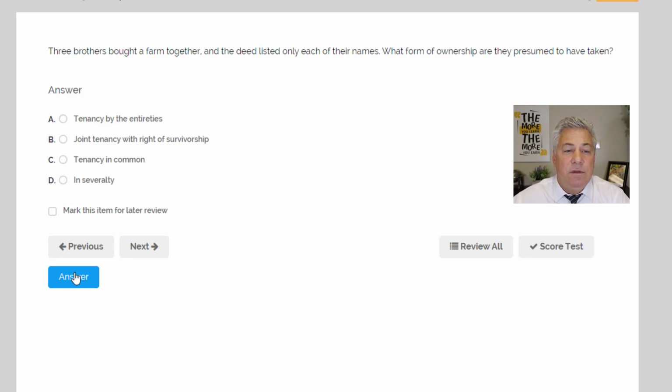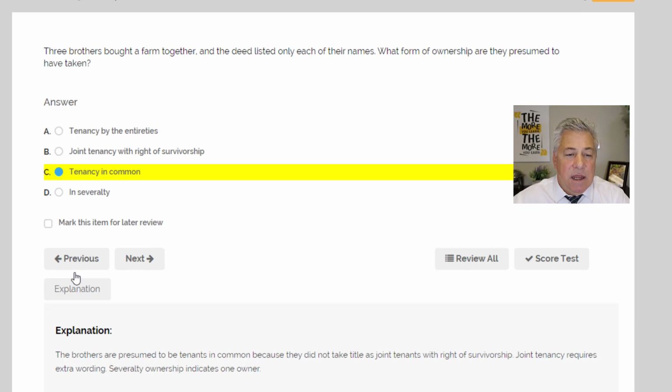And your answer is C, tenancy in common. The brothers are presumed to be tenants in common because they did not take title as joint tenants with rights of survivorship. Joint tenancy requires extra wording. Severalty ownership includes one owner.